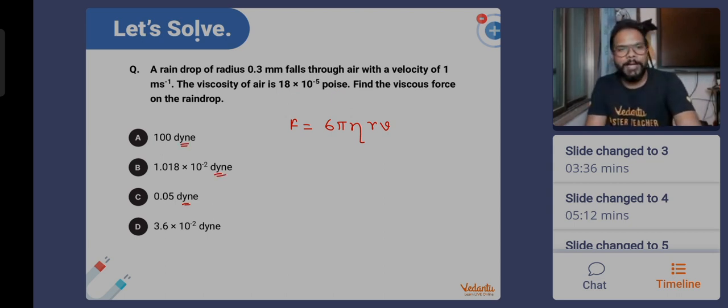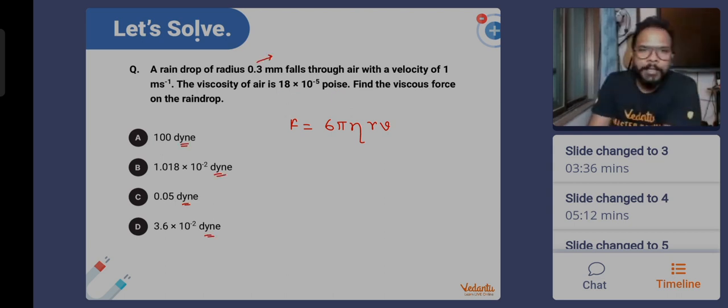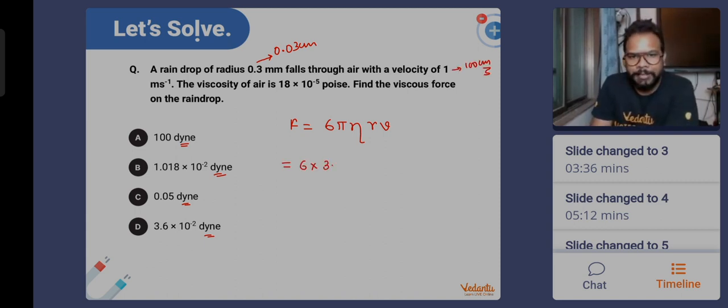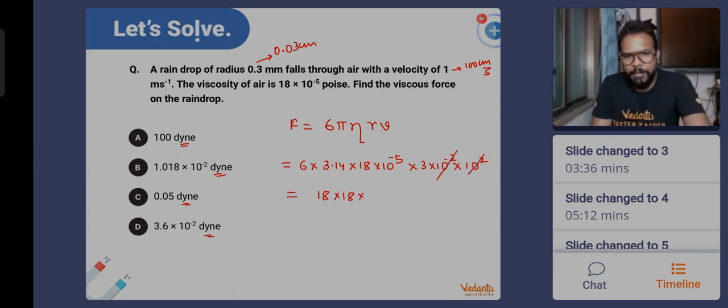Options are all in dynes. That means I don't need to convert anything into SI units, so I'll rather convert this into centimeters. So 0.03 centimeters. Velocity is going to be 100 centimeters per second, and viscosity is already in poise. So this is 6 into 3.14 into 18 into 10 to the power minus 5 into 3 into 10 to the power minus 2 centimeter, and velocity 10 to the power 2 centimeters per second. So this gets cancelled. I will have 6 3s are 18 into 18 into 3.14 into 10 to the power minus 5.